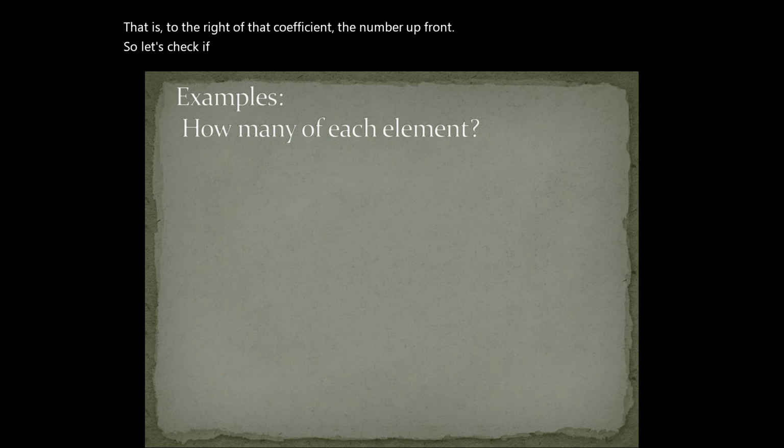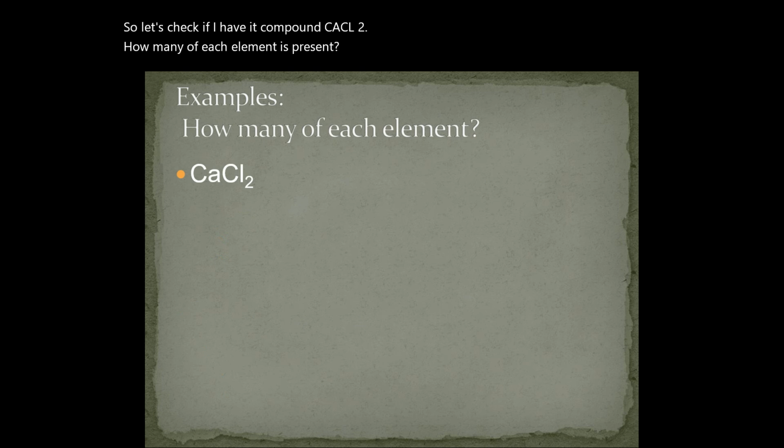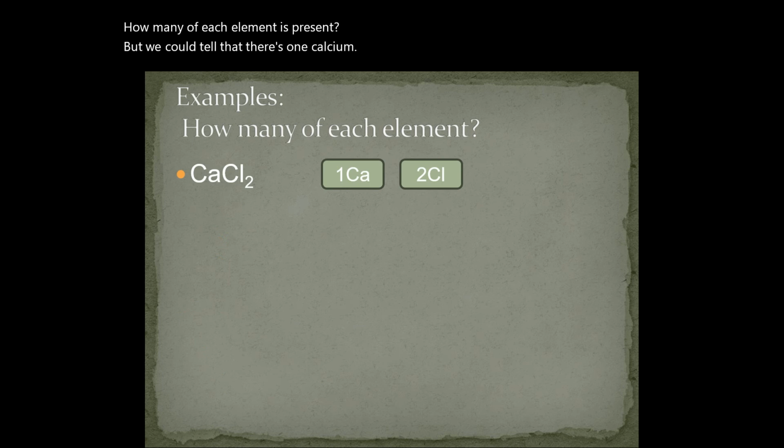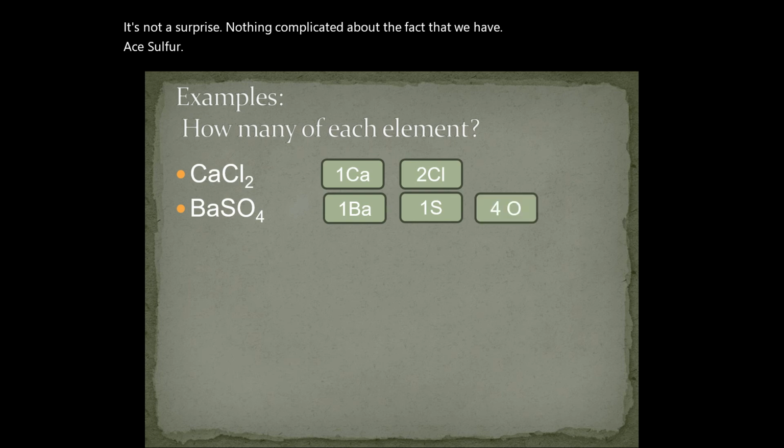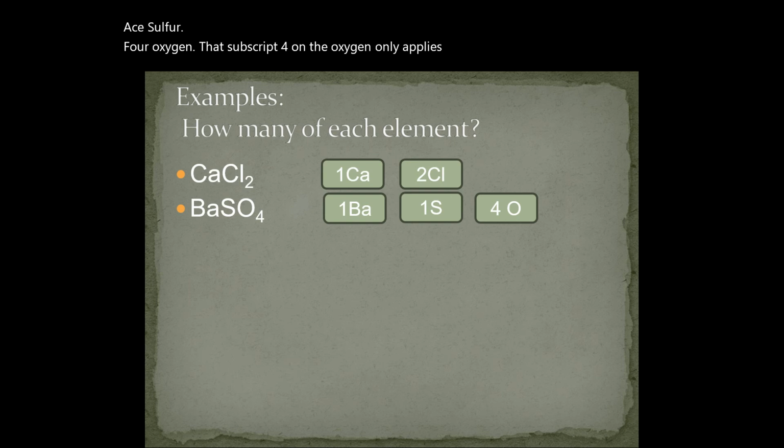If I had the compound CaCl2, how many of each element is present? Well, we can tell that there's 1 calcium and 2 chlorines. Okay, we're on a roll. If we had barium sulfate, it's not a surprise and nothing complicated about the fact that we have a barium, a sulfur, and 4 oxygens. That subscript 4 on the oxygen only applies to the oxygen.